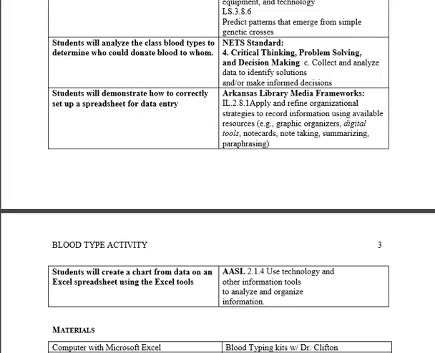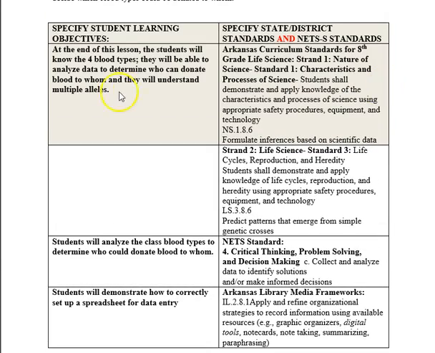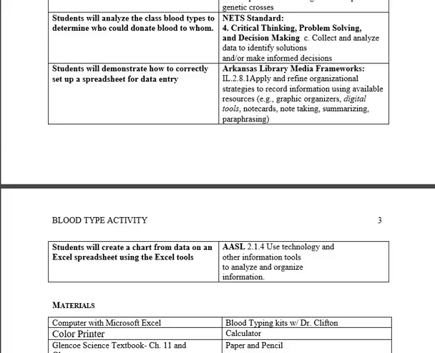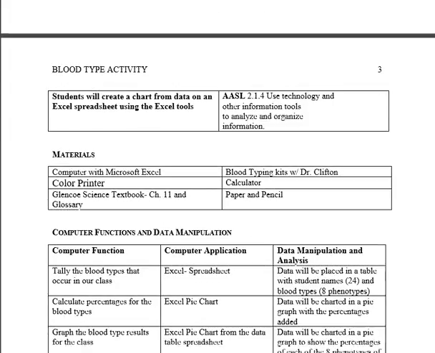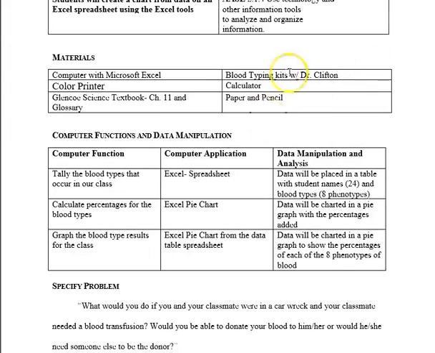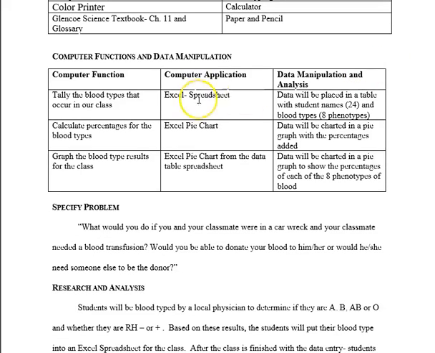But notice that there are more than just one or two objectives. The first one and the second one are about the science of the lesson. The next couple are about the computer tools. So don't forget to list all of the objectives, not just the ones that you'll use at the computer. The next part down includes the materials that would be needed for this lesson plan. Then the next is a table with the computer functions, what the computer applications will be. So there will be an Excel spreadsheet, Excel pie charts, and then what type of data manipulation will occur.